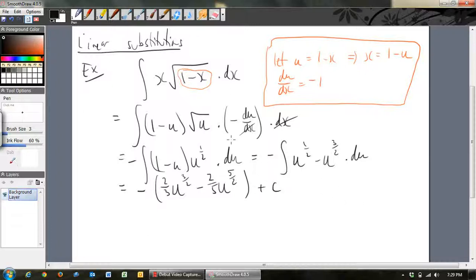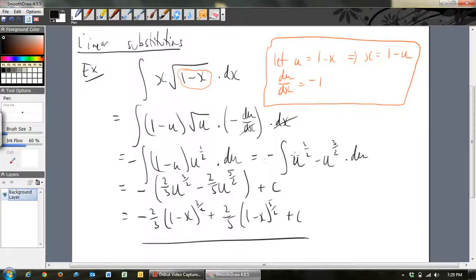Plus c, like that. And now we can substitute our value of u back in to end up with an answer in x. So we get negative 2/3, u was 1 minus x, 1 minus x to the 3 over 2, plus 2/5, 1 minus x to the 5 over 2, plus c, and there's your answer. Okay, so the idea of this one is, with integration, a lot of times it's just giving things a go. If you look at the inside function, you go, yep, I can make a substitution for that. If it's linear, can I rearrange it to get something else out the front?